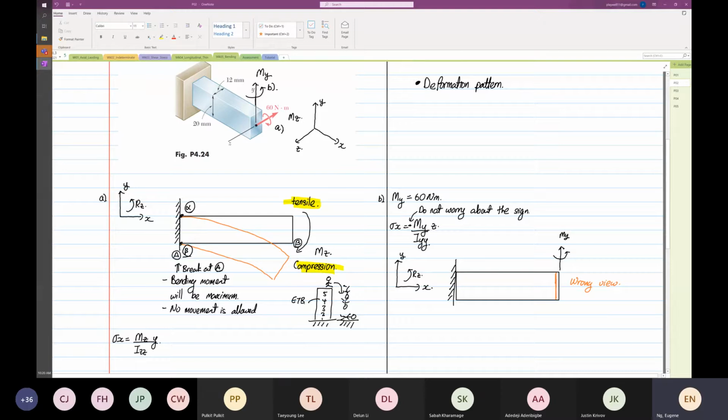What do I mean by wrong view? If you drew the view correctly, the deformation pattern is either a smiling face or a sad face. We don't see a smiling face or sad face down here, do we? So what we have done is we have drawn the wrong view. So don't analyze from that view, because you can't see whether it is tension or compression, because it's just going shorter, yes or no?